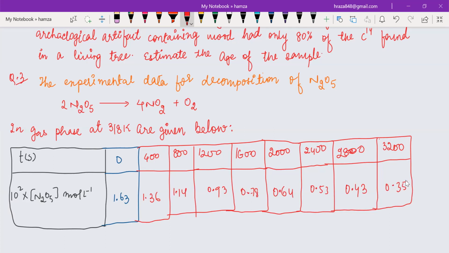This is the concentration, that is 1.63 into 10 raised to the power 2, 1.636 into 10 raised to the power 2, 1.14 into 10 raised to the power 2, like this. Okay. And then the question will be asked. Please do this first.